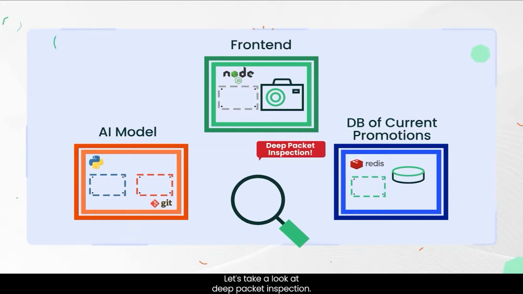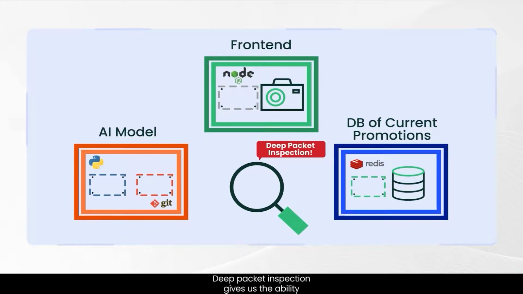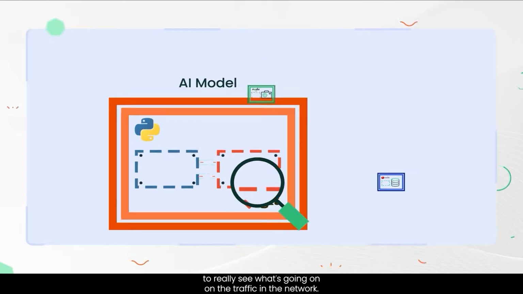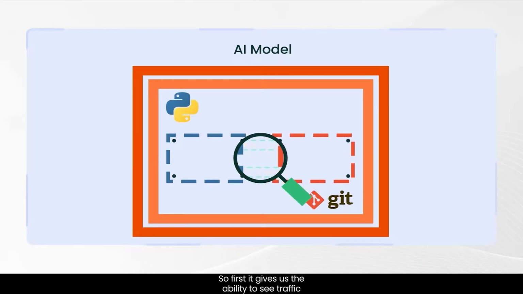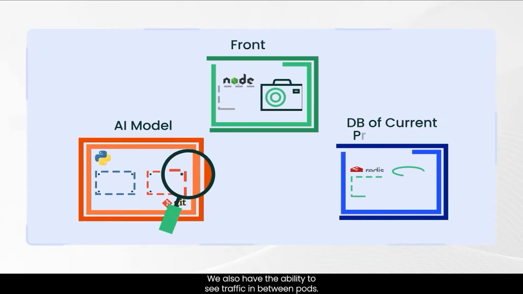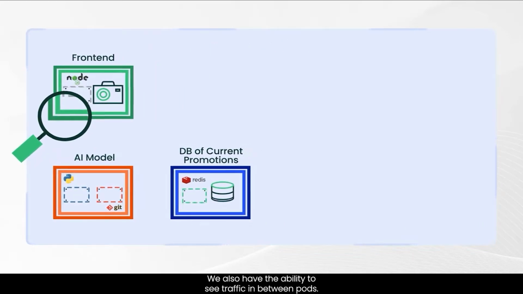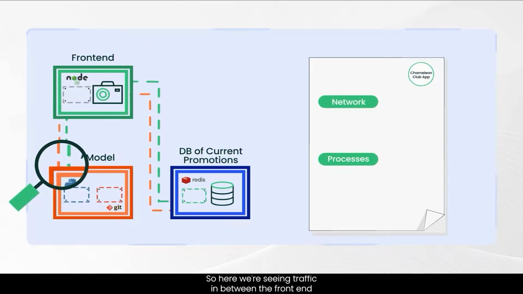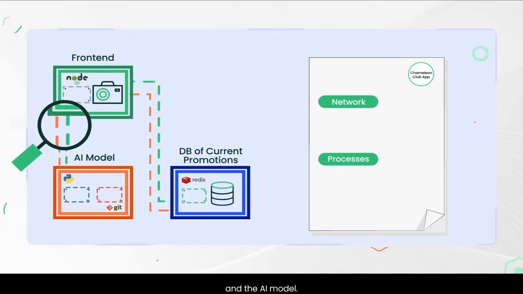Let's take a look at deep packet inspection. Deep packet inspection gives us the ability to really see what's going on the traffic in the network. So first, it gives us the ability to see traffic inside of the pod. So we see exactly what's going on in between these two containers that are sitting in a pod. We also have the ability to see traffic in between pods. So here, we're seeing traffic in between the front end and the AI model.